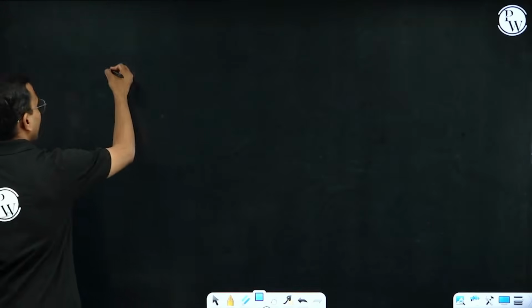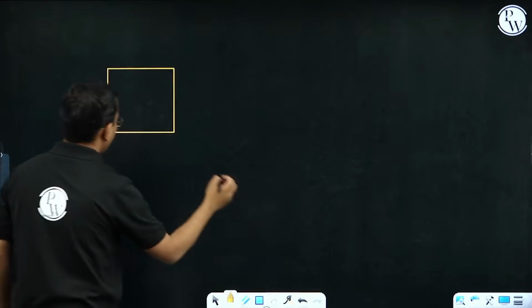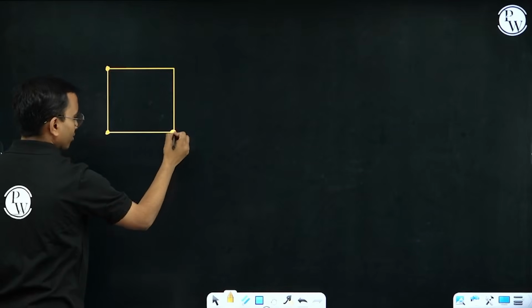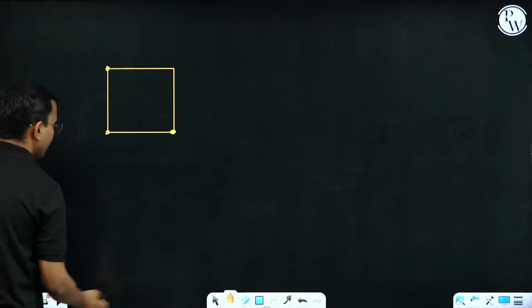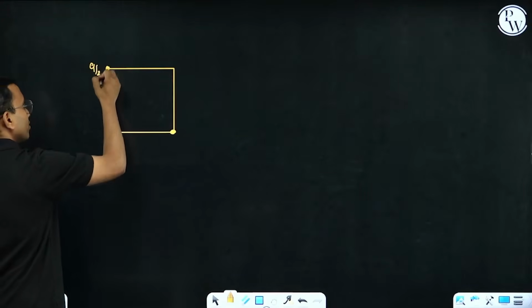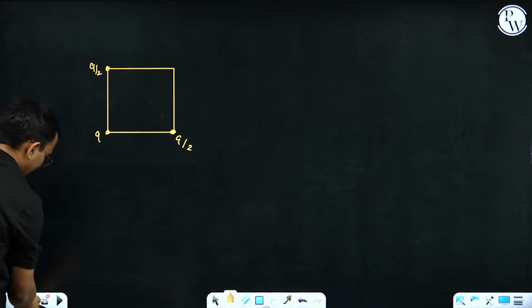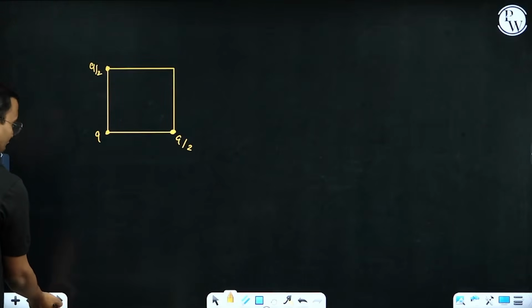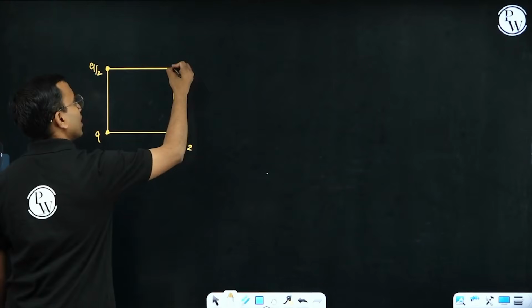Let us write it here. This is the square and three charges: q by 2, q and q by 2. So this is q by 2, this is q and this is q by 2. The side is a. We need to find the field, not the force. Here we have to find the field.